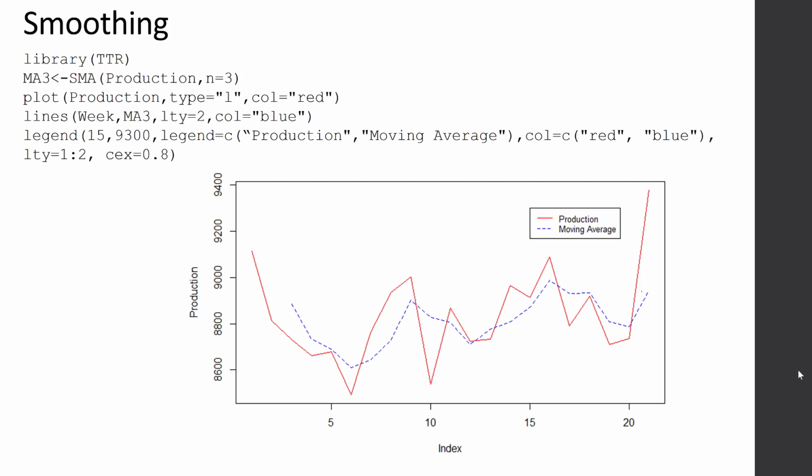And then I plotted the production with type equals L, and I made it red. And then I used my lines call to plot week against the moving average based on the 3-period moving average. And I gave it a dotted line by using the line type equals 2 argument and colored it blue. And then you can see how I added a legend on there. The 15 and the 9300 are just the X and Y coordinates for where I wanted the legend to start. And then I told it what to put in the legend. So there we've plotted our series against our smoothed series.